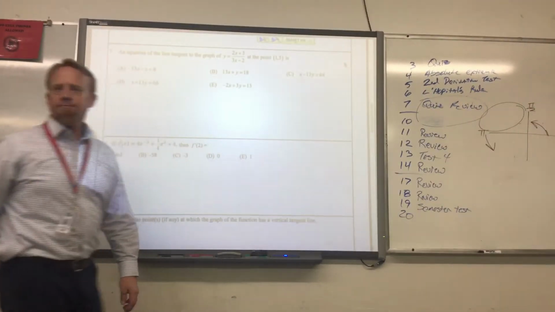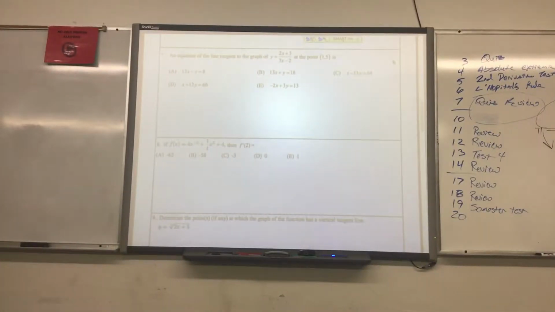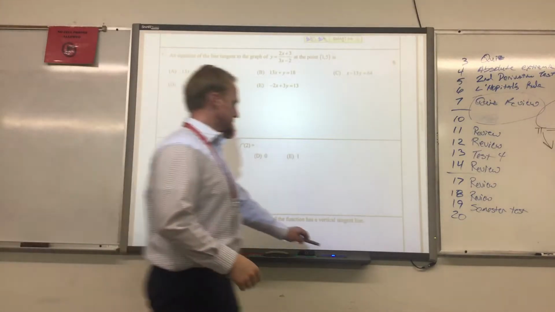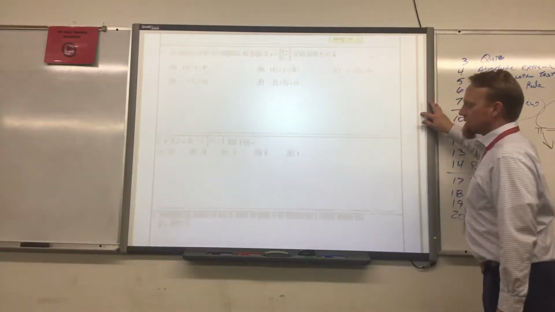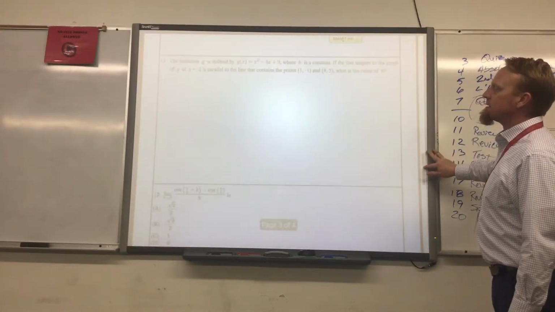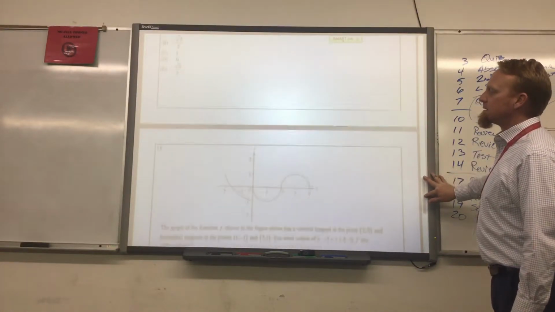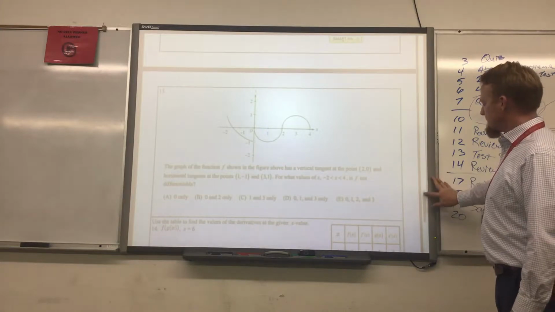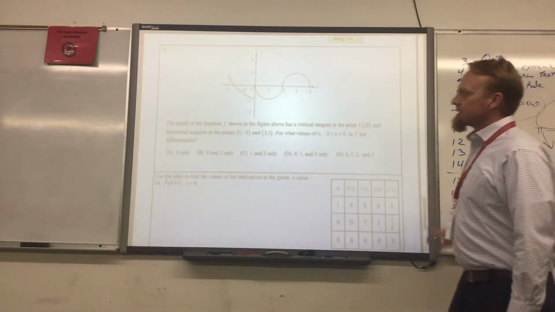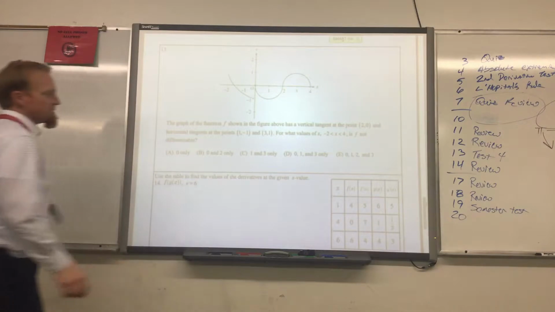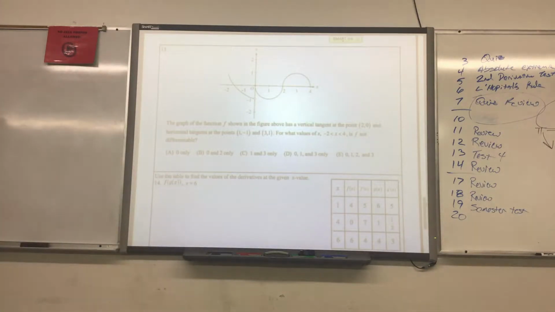Next question. John Ryan. So looking at the graph number 13, what constitutes a function not being differentiable? All right, good question. 13 says the graph of f shown in the figure has a vertical tangent at the point (2, 0) and horizontal tangents at (1, negative 1) and (3, 1). For what values between negative 2 and 4 is f not differentiable? So raise your hand if you can answer John Ryan's question.